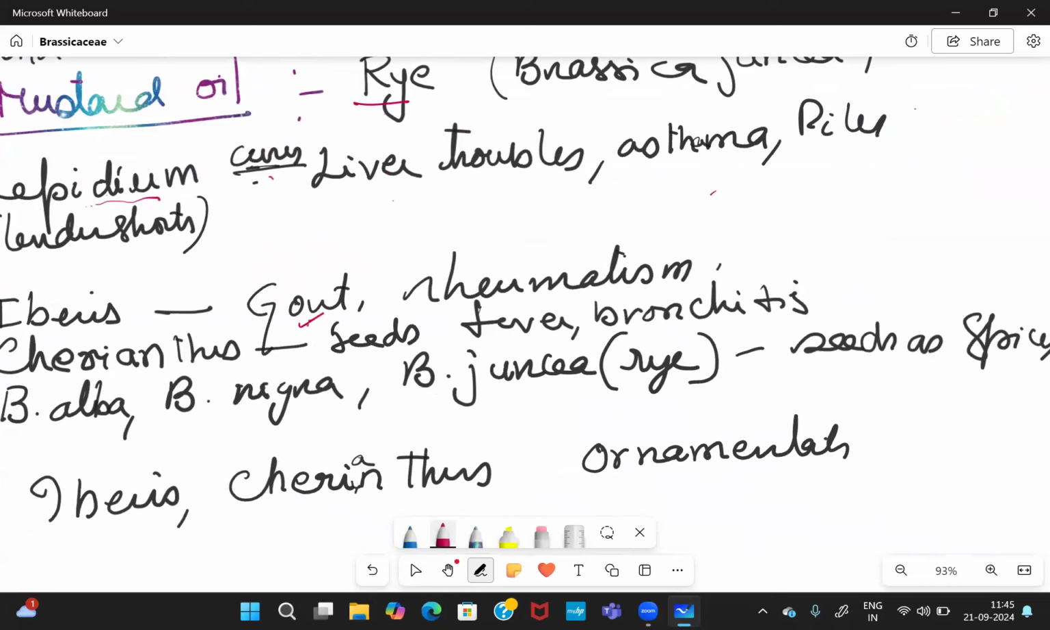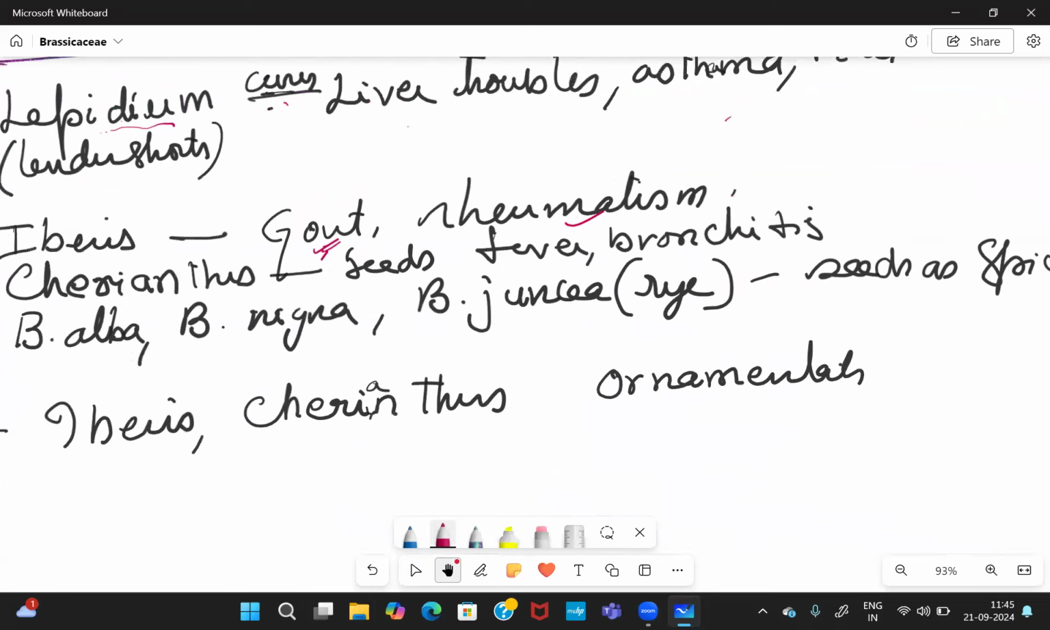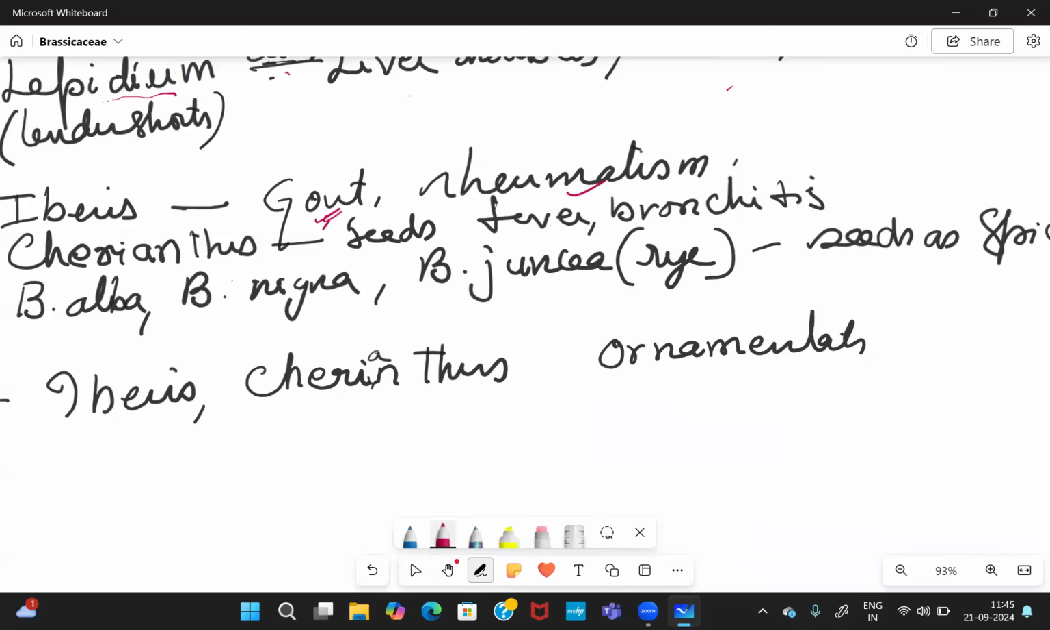We studied that in zoology: gout, if more uric acid accumulates, it leads to gout, and rheumatism. Iberis cures it. Then the seeds of Cheiranthus cure fever and bronchitis. And Brassica alba, Brassica nigra, Brassica juncea, all these seeds are used as spice. Iberis and Cheiranthus are ornamental plants.